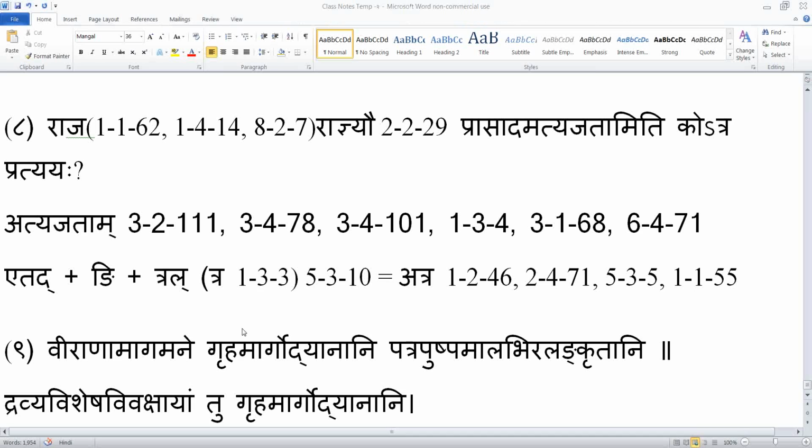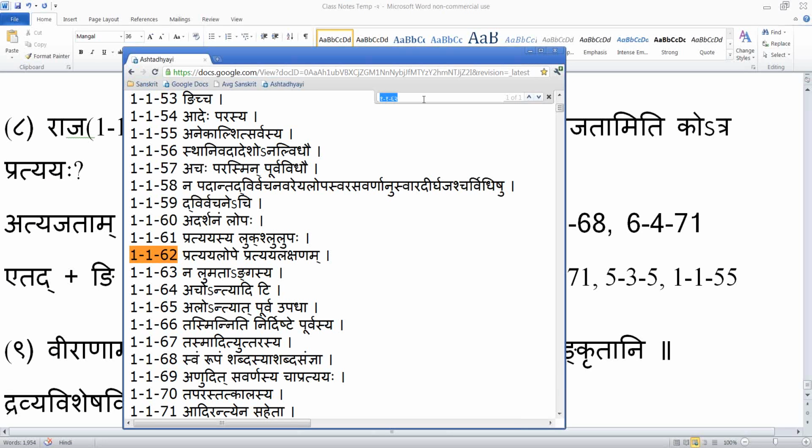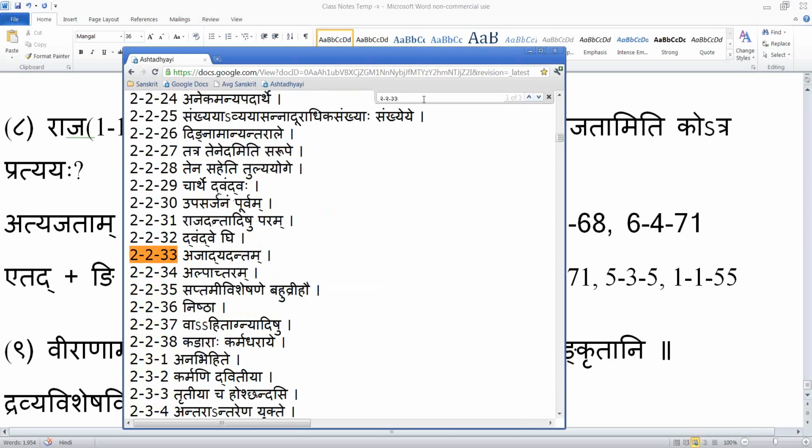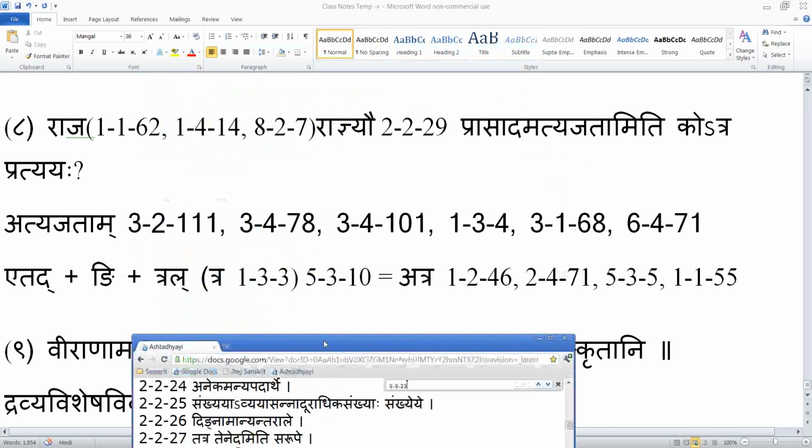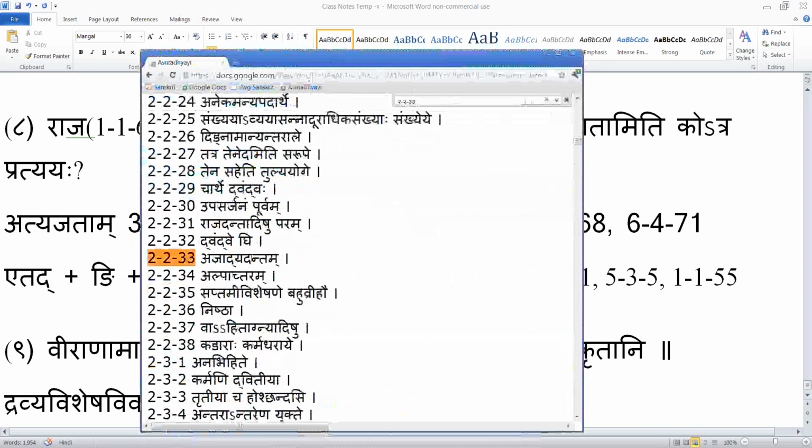Griha marga udyana. Now the parakaryam is alpashtaram, right? Alpashtaram, because udyana is ajadi adantam. So then we start from dvandve ghi. Nothing is ghi sanya because you have griha marga udyana. But udyana is ajadi adantam. That would qualify. But alpashtaram is parakaryam.